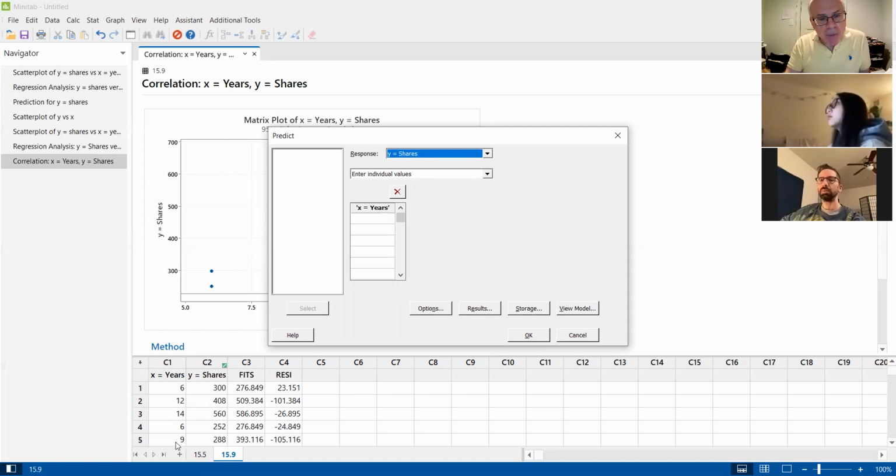And suppose you wanted to predict, let's say every single one of these, you want to have a confidence interval and a prediction interval for each one of these values. And maybe you want one for some other value. You could put that other value in here too, and it will do it.